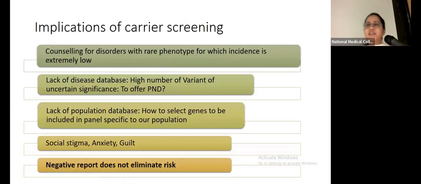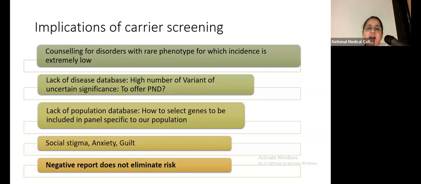In a population obsessed with healthy children, carrier screening has a number of challenges. First, it's difficult to counsel for disorders. Thalassemia, SMA, DMD are relatively common genetic disorders which people have seen, and it's difficult to explain to them the significance of screening for such disorders. But for many Mendelian disorders for which the phenotype is very rare, it's very difficult to explain the implications of screening. We now have a disease database, so many variants that we find will actually be variants of uncertain significance.